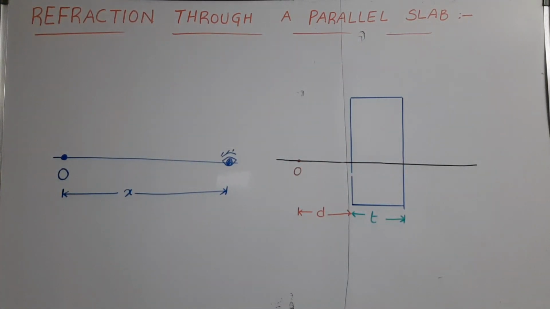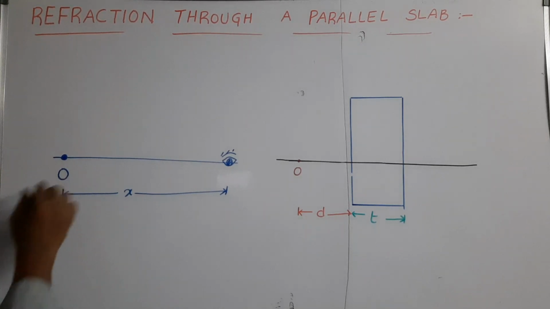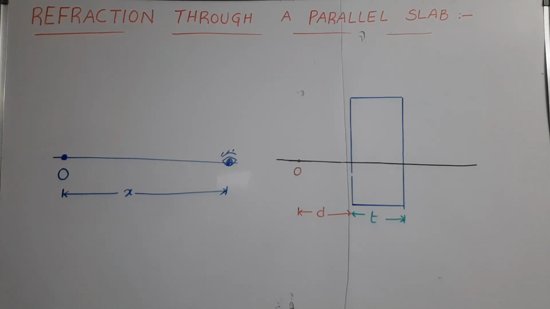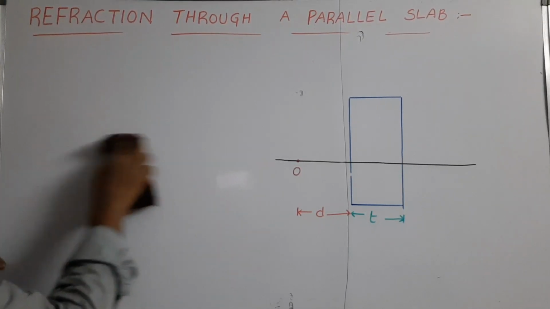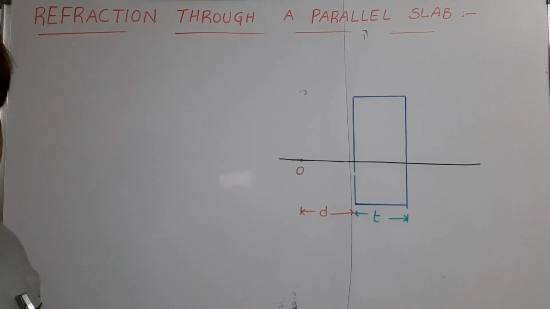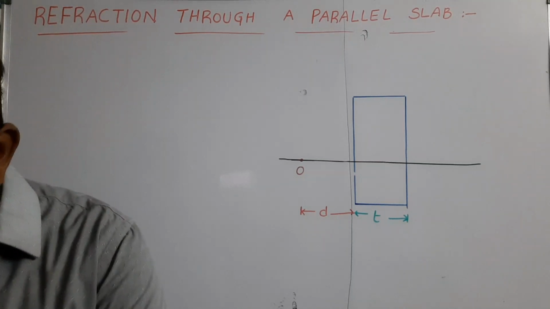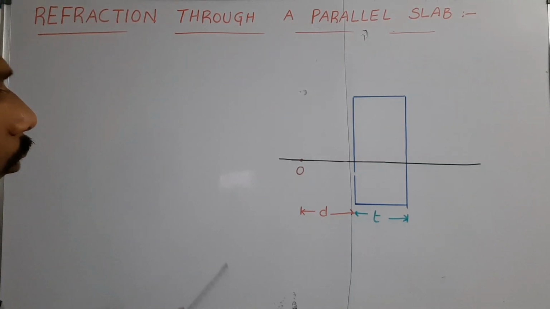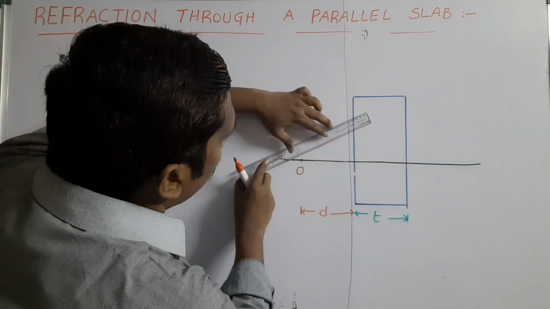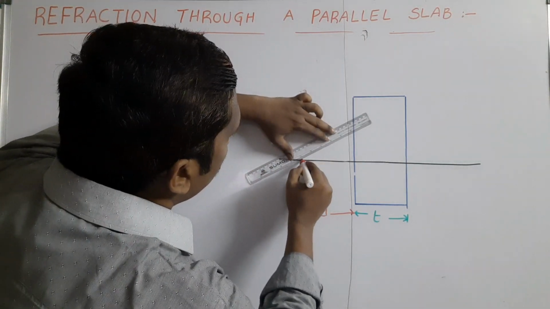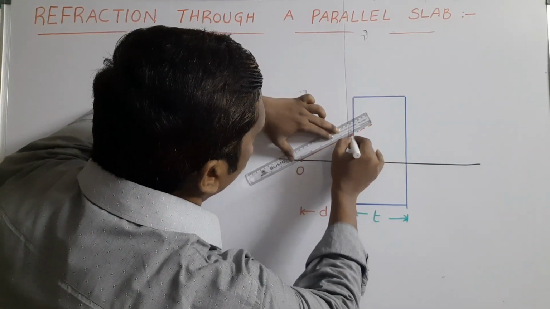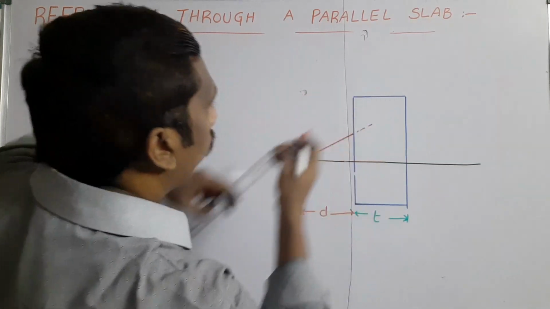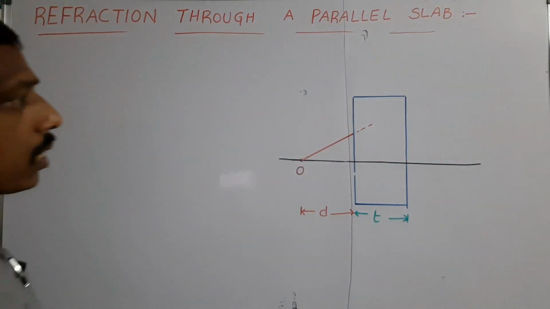Now I introduce one glass slab in between the eye and the object. Then what is the position of the object? At which position does it appear to the eye? And what shift takes place? Now we calculate that. To calculate this, a light ray travels from the object and first is incident on the slab. So one light ray is coming like this and is incident on the glass slab. This is the original position, and actually the light ray goes like this.